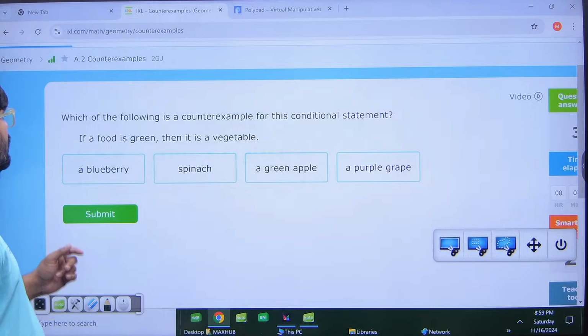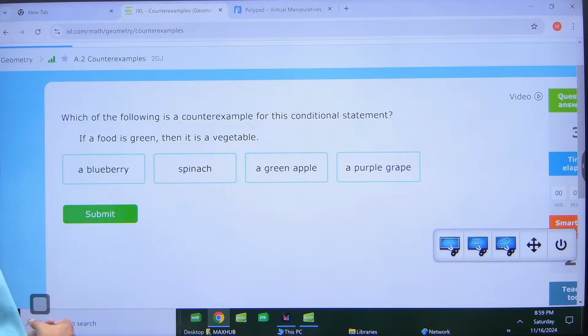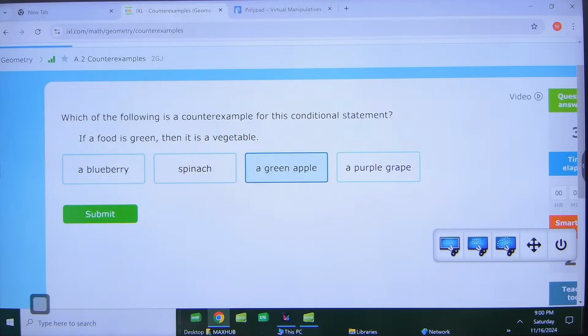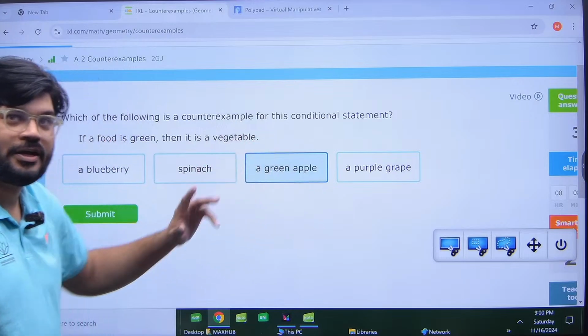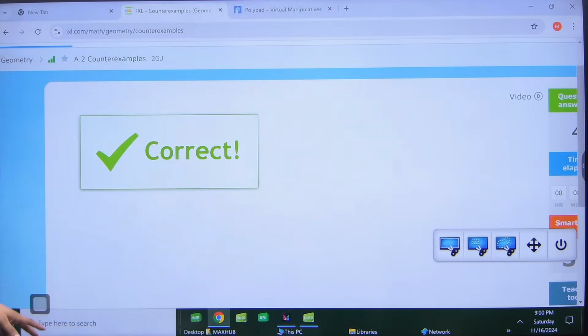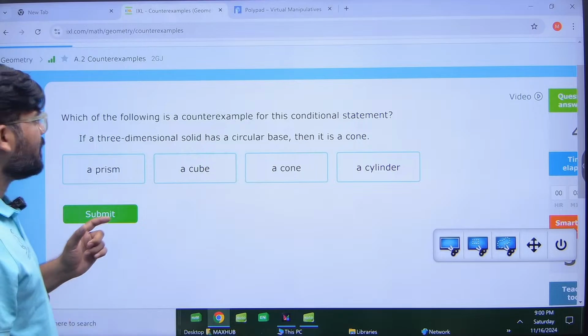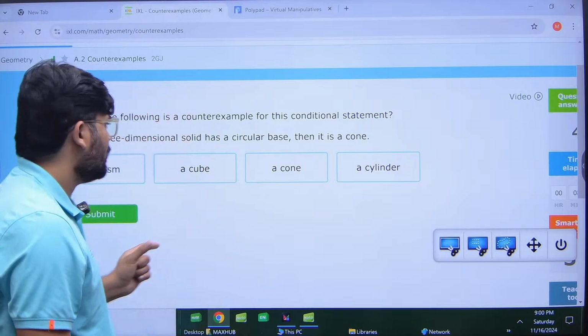Which of this is the counterexample for this conditional statement? If the food is green, then it is a vegetable. Blueberry? Wait. Oh, a green apple. Green apple, because it is green, but it is not a vegetable. Are you getting it? Yeah. If a three-dimensional solid has a circular base, cylinder. Yes.